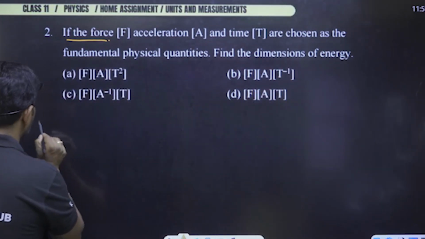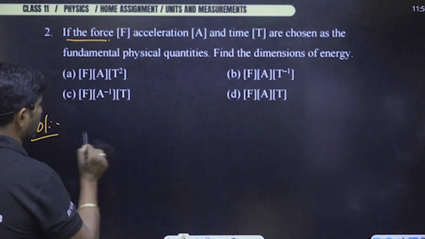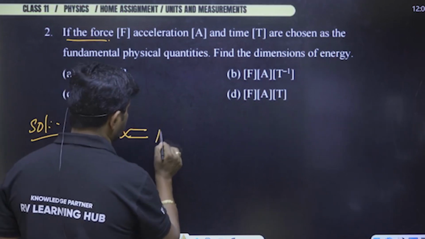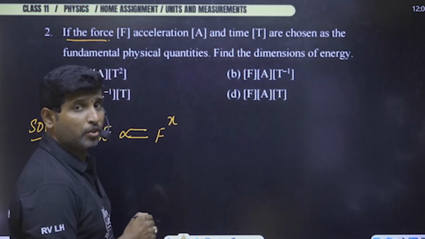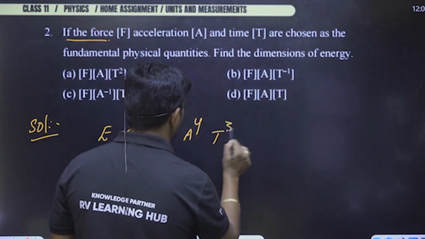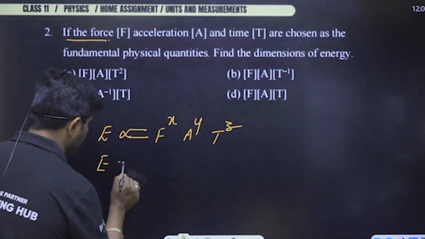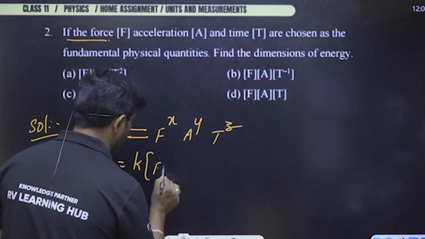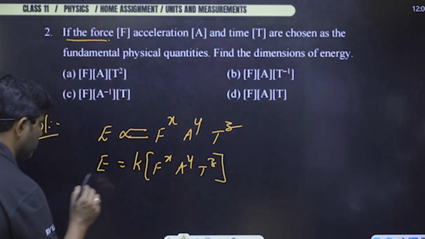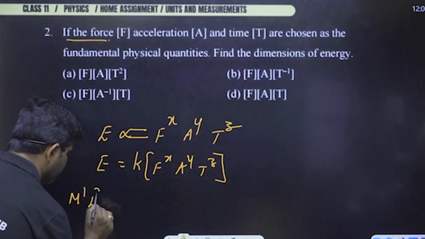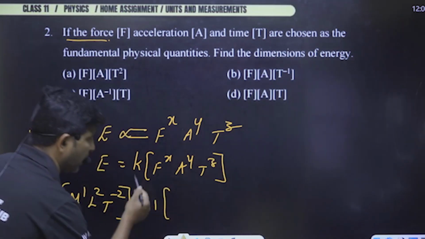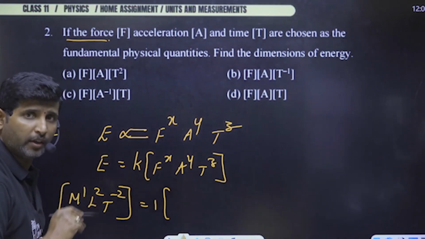So see here, let us understand, energy is directly proportional to force to the dimension x, acceleration to the dimension y and time to the dimension z, let us call it. Removing the proportionality, I can write some constant k. So we can say T power z. Now substitute the dimensional formula here. M power 1 L power 2 T power minus 2 must become equal to the dimension of k. It is dimensionless, I will take 1.